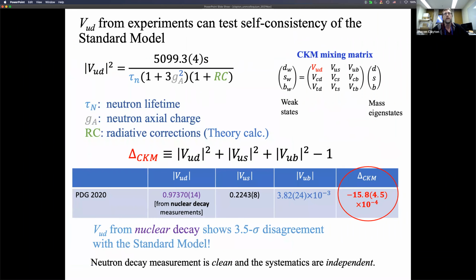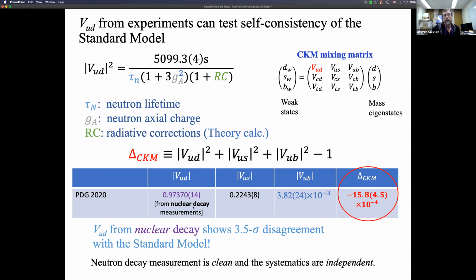And so this is the point as far as a standard model test using neutron decay. So basically this VUD from experiments, we can test that unitarity of the CKM matrix, or I call it self-consistency of the standard model in a way. So basically taking these two inputs from experiment, this is from theoretical calculations, and then you can form this delta CKM would be the degree to which it violates this unitarity relationship. And kind of the interesting thing in the last few years, it turns out we're in violation of this unitarity.